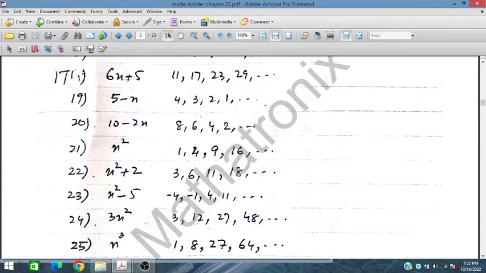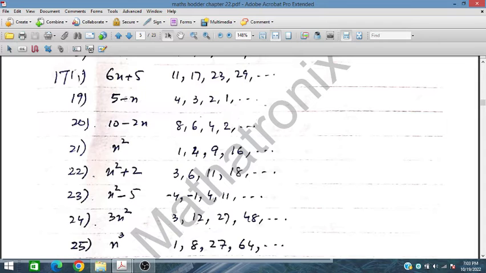6n plus 5. When n is 1, 6 plus 5, 11. When n is 2, 12 plus 5, 17. When n is 3, 18 plus 5, 23. When n is 4, 24 plus 5, 29. So this is the way the numbers generate.